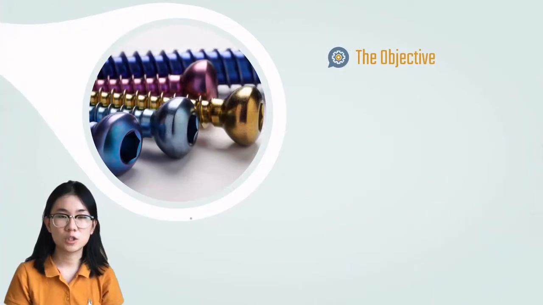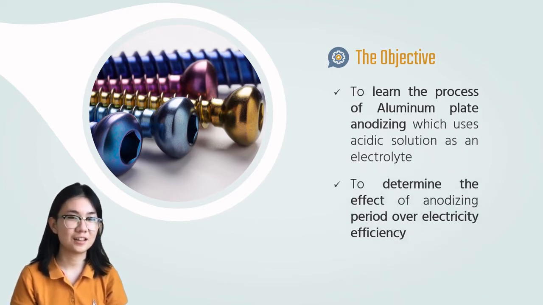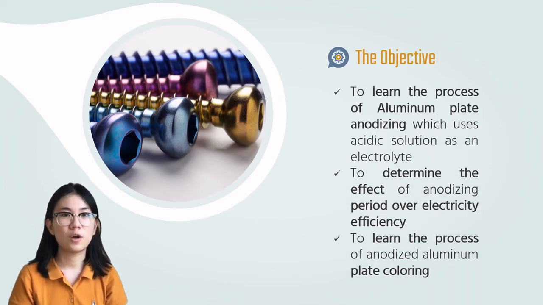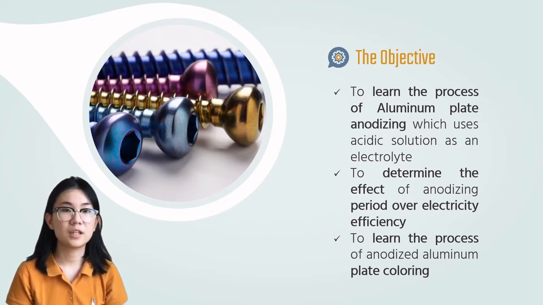Indeed, we did some research and also experiments to comprehend our three main points, which we will emphasize later. That is, to learn the process of aluminum plate anodizing by acidic solution as an electrolyte, to determine the effect of anodizing period over electricity efficiency, and to learn the process of anodized aluminum plate coloring.